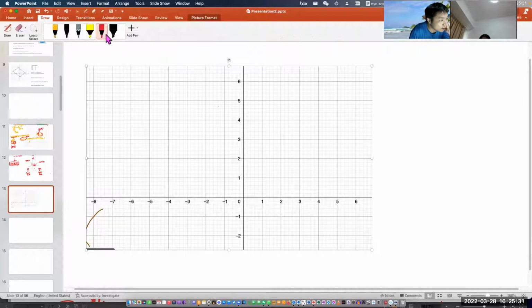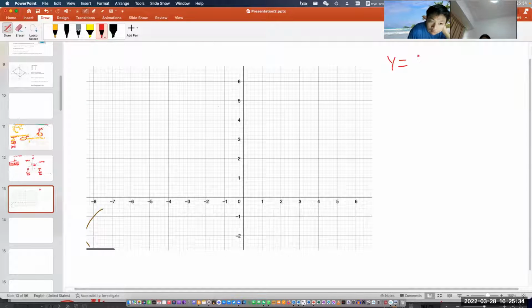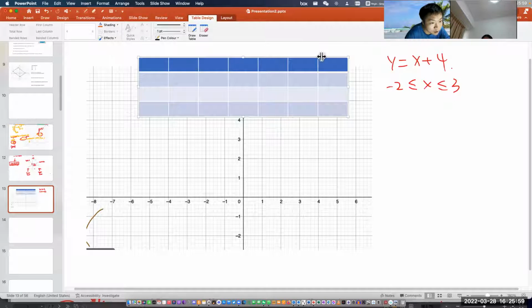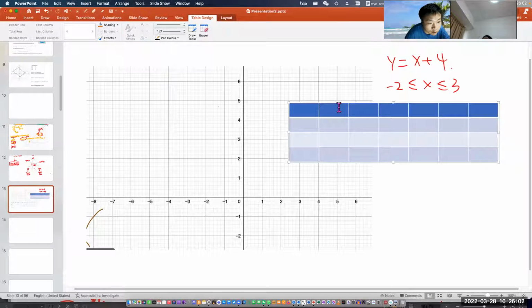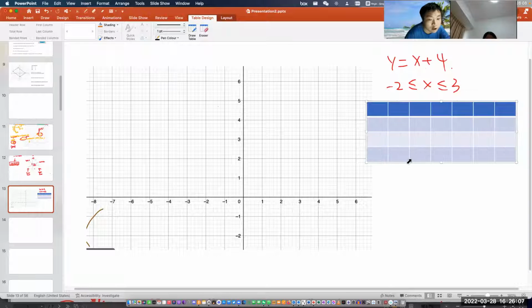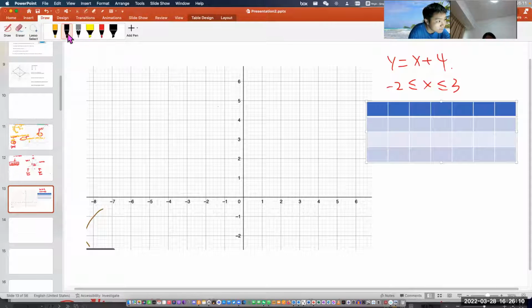So let's start off with y is equal to x plus 4. How do you get the coordinates out? They say the range is -2 to 3. Any idea? You give yourself a table. Because if you give yourself a table, the table is going to give you the x and y values, and the x and y values will give you the coordinates.